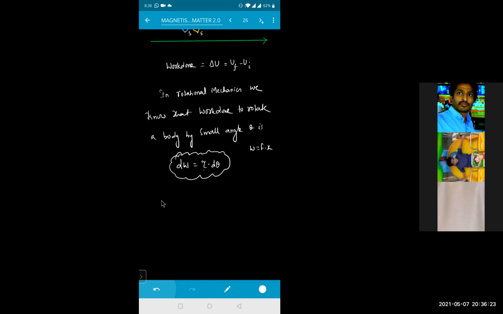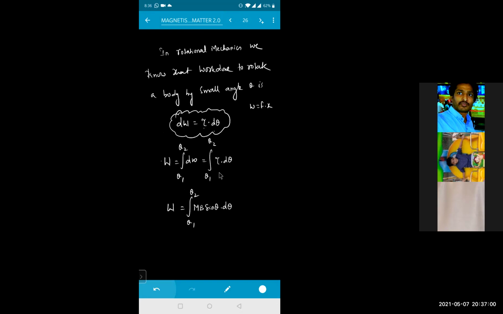Now we are rotating from which angle to which angle? Theta 1 to theta 2. So total work done will be the integral of dW from theta 1 to theta 2. That is equal to the integral of tau into d theta, from theta 1 to theta 2. What is the torque formula? Tau is equal to MB into sin theta. So W is the integral of MB sin theta d theta, from theta 1 to theta 2.